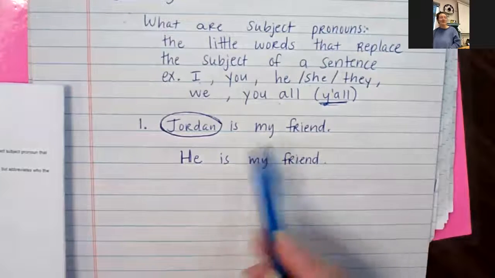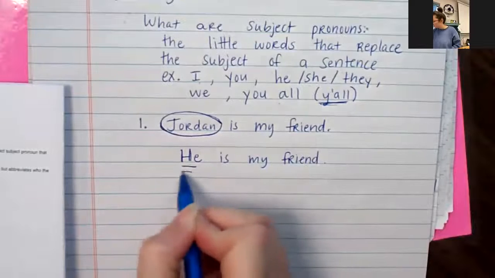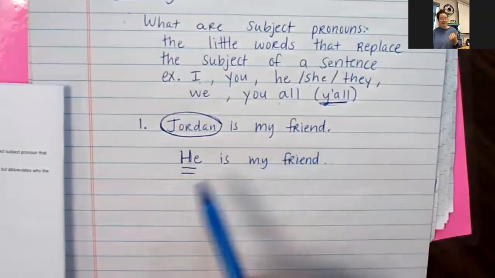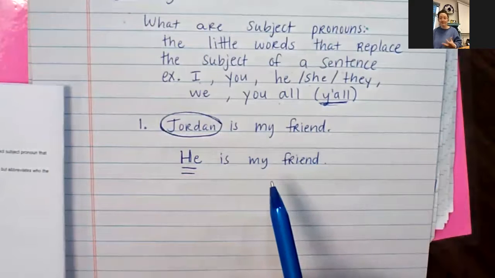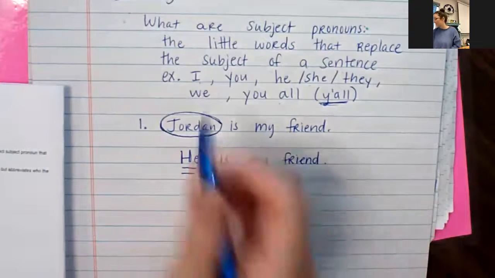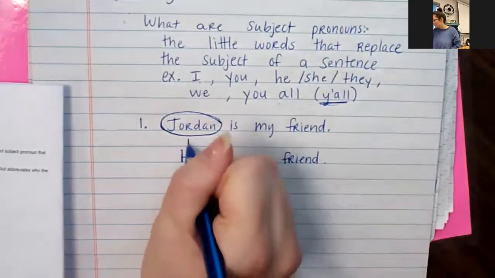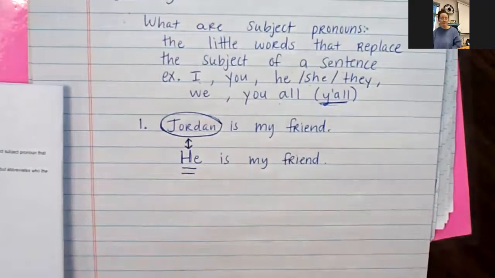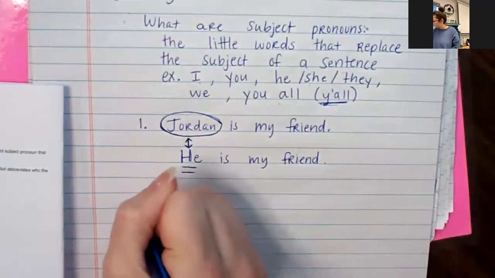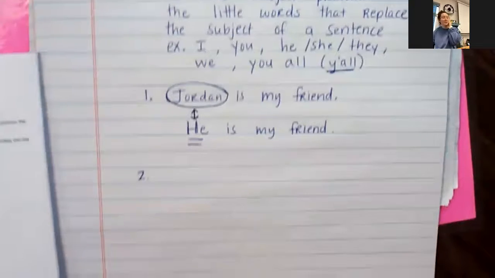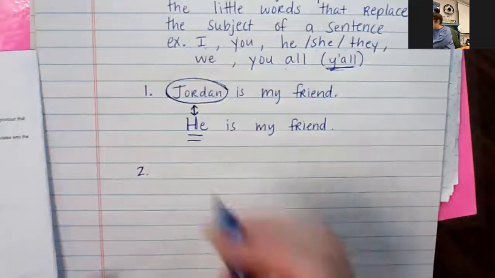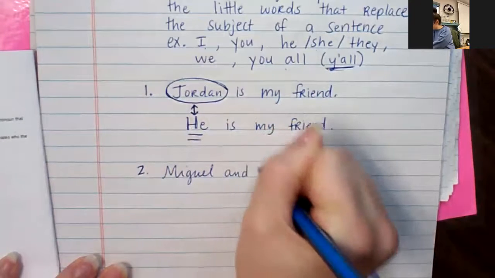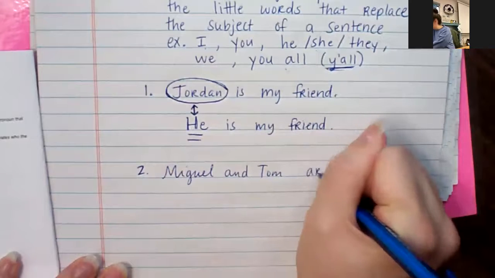You'll notice that these two sentences are virtually identical. They have the same exact meaning. Theoretically, they're talking about the same person because he is Jordan. They're the same person. And let's go on to number 2. So number 2 on your paper says Miguel and Tom are students in the class.